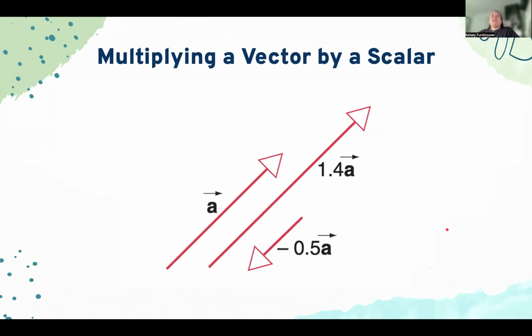And you can multiply a vector by a scalar, and a scalar is just a number, like a magnitude. It doesn't have direction. If you multiply by a scalar, it will change the magnitude, not the direction. But if it's a negative scalar, it will change the direction. So we have vector A, and we multiply by 1.4, so that's just a bit bigger. But if we multiply by negative 0.5, it's half as big, but also in the opposite direction.